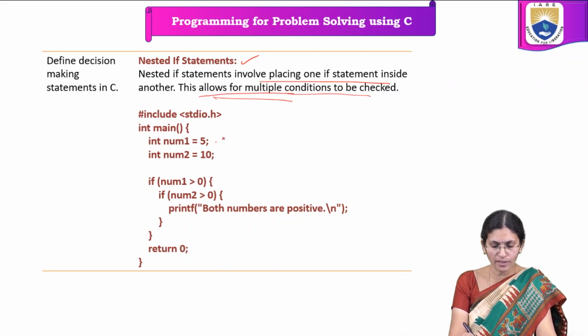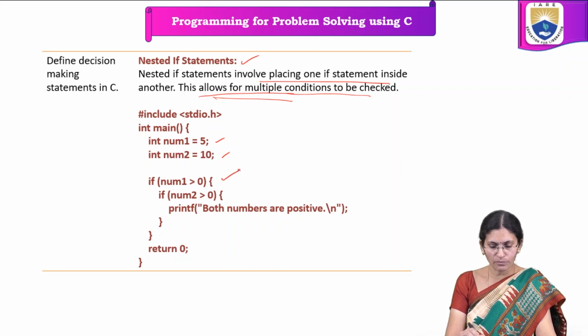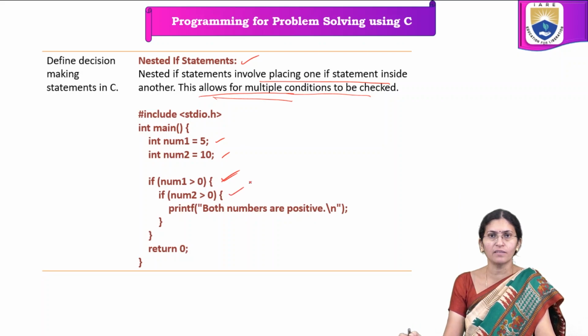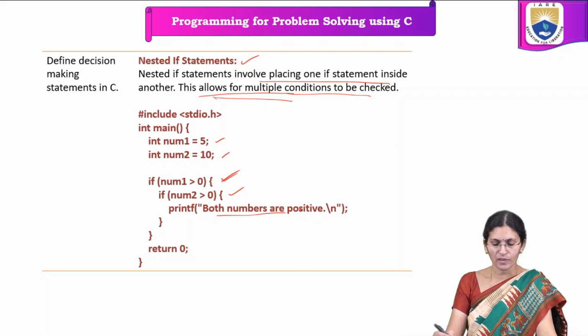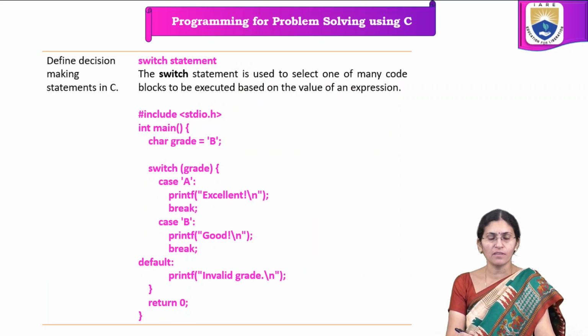For example, there are two numbers, number 1 and number 2, 5 and 10. If we need to check number 1 is greater than 0 and number 2 is greater than 0, then we can do this by using nested if statements. Inside this, we are printing the statement: both the numbers are positive. So one if inside another if is called a nested if statement. These are the different decision making statements in C language.